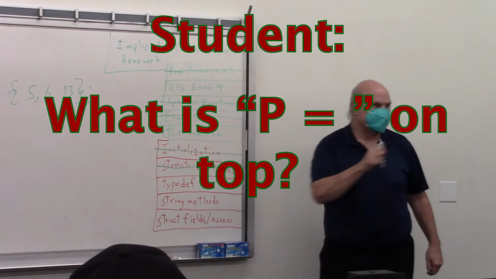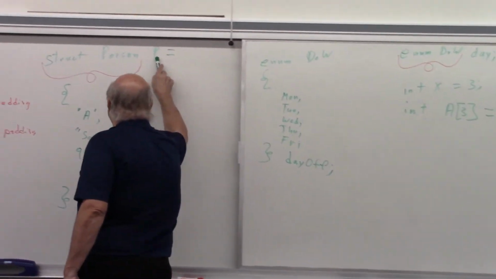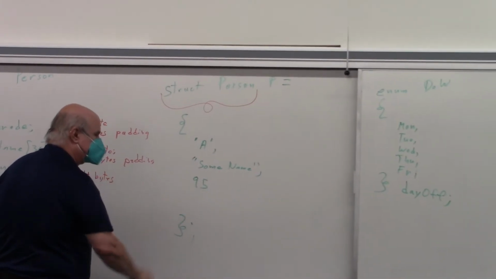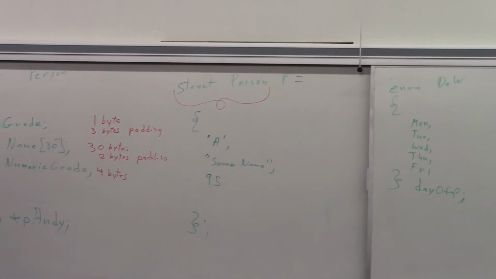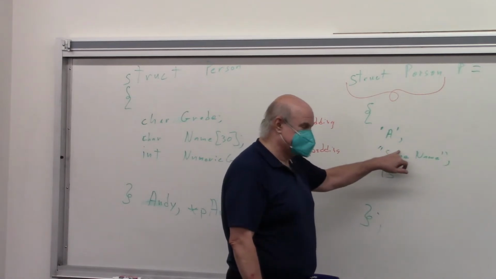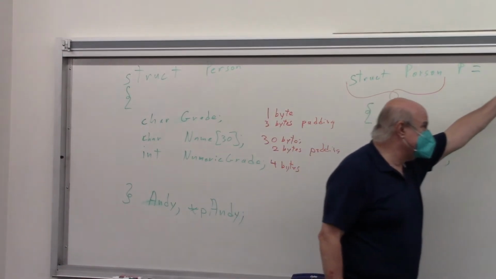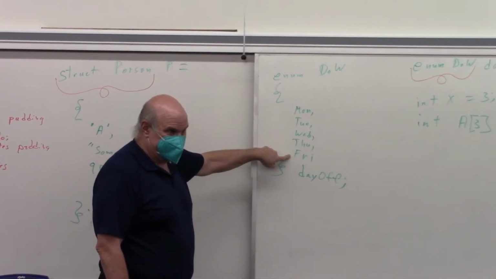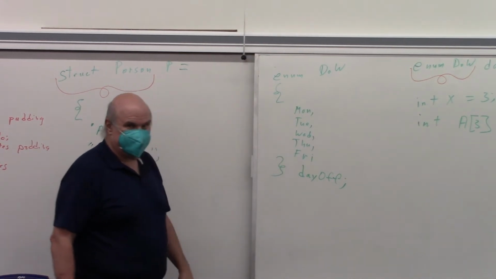Okay. Sure. What's P equals on top? This P is equal to this initialization expression. Because you don't care about white space. White space is spaces, tabs, and new lines. You don't care about any of that, except inside a quoted string. Except for that, and this makes it nice and clean. Just like with the enum, you almost always see it this way. You almost never see things strung out. Why? This is simpler to read.